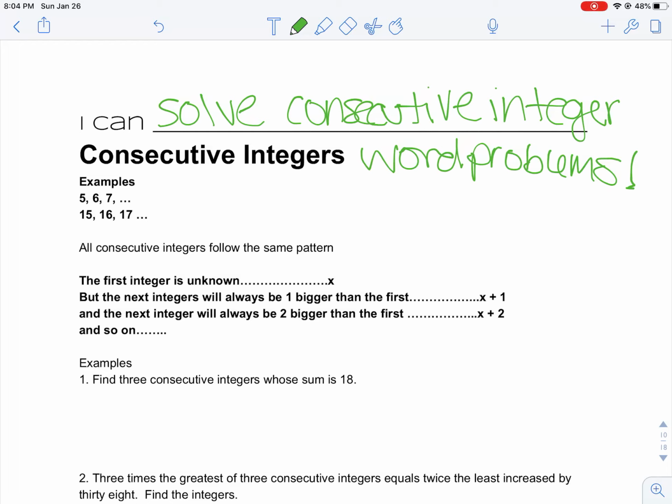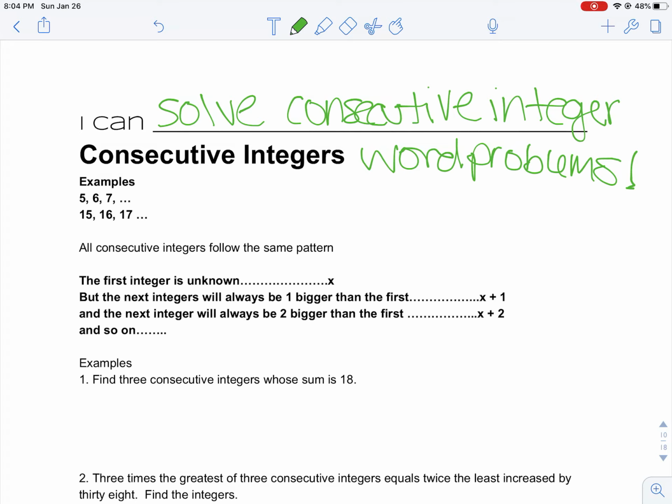All right, guys, so today we're going to do consecutive integer word problems. Just a couple things to remember is that an integer is a whole number, okay? So if at any point you solve problems like this and you get a decimal, you know you went wrong somewhere because it should always give you whole numbers. Consecutive just means that it falls in order. So like 5, 6, 7, they're one after the other, 15, 16, 17. They all follow a specific pattern.